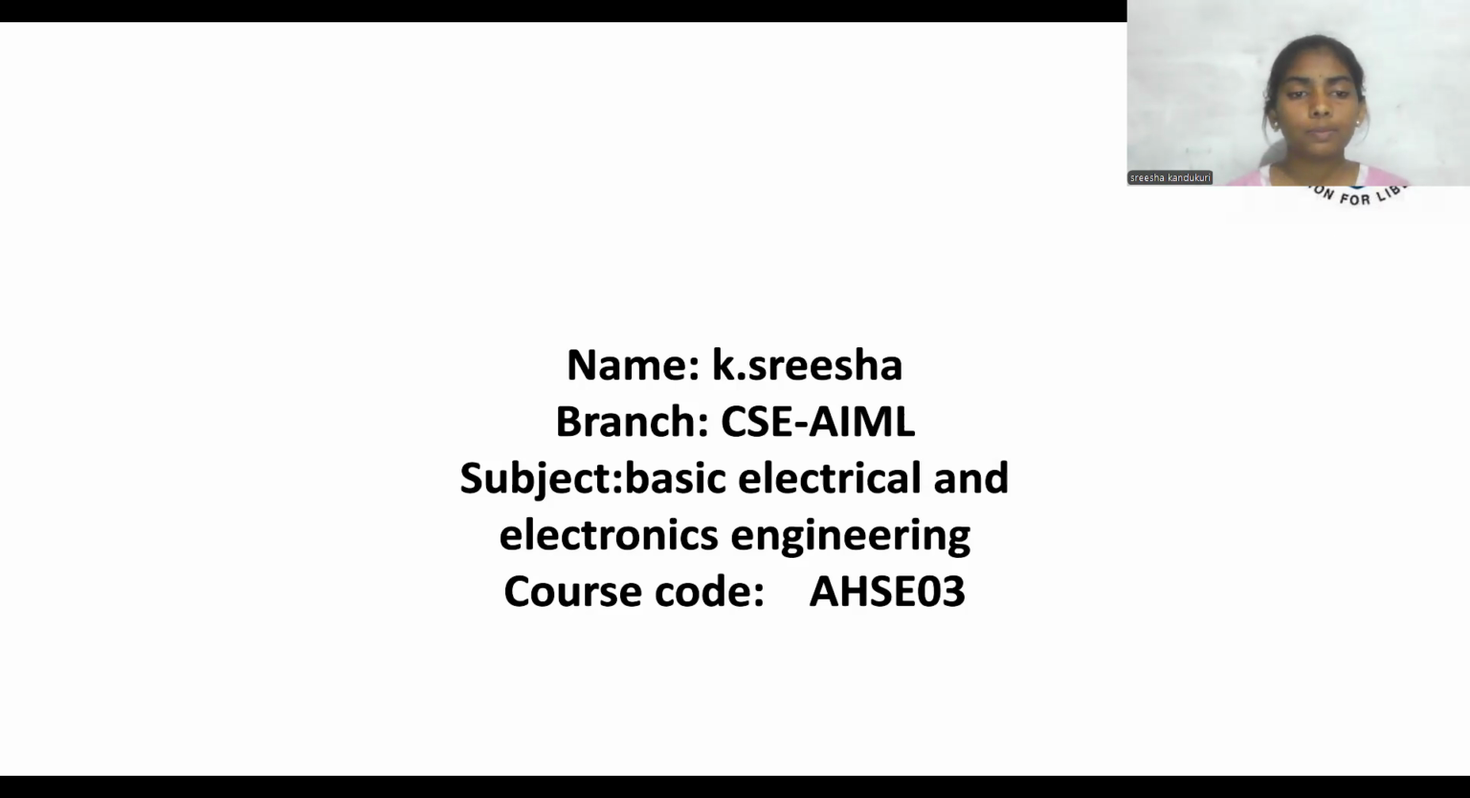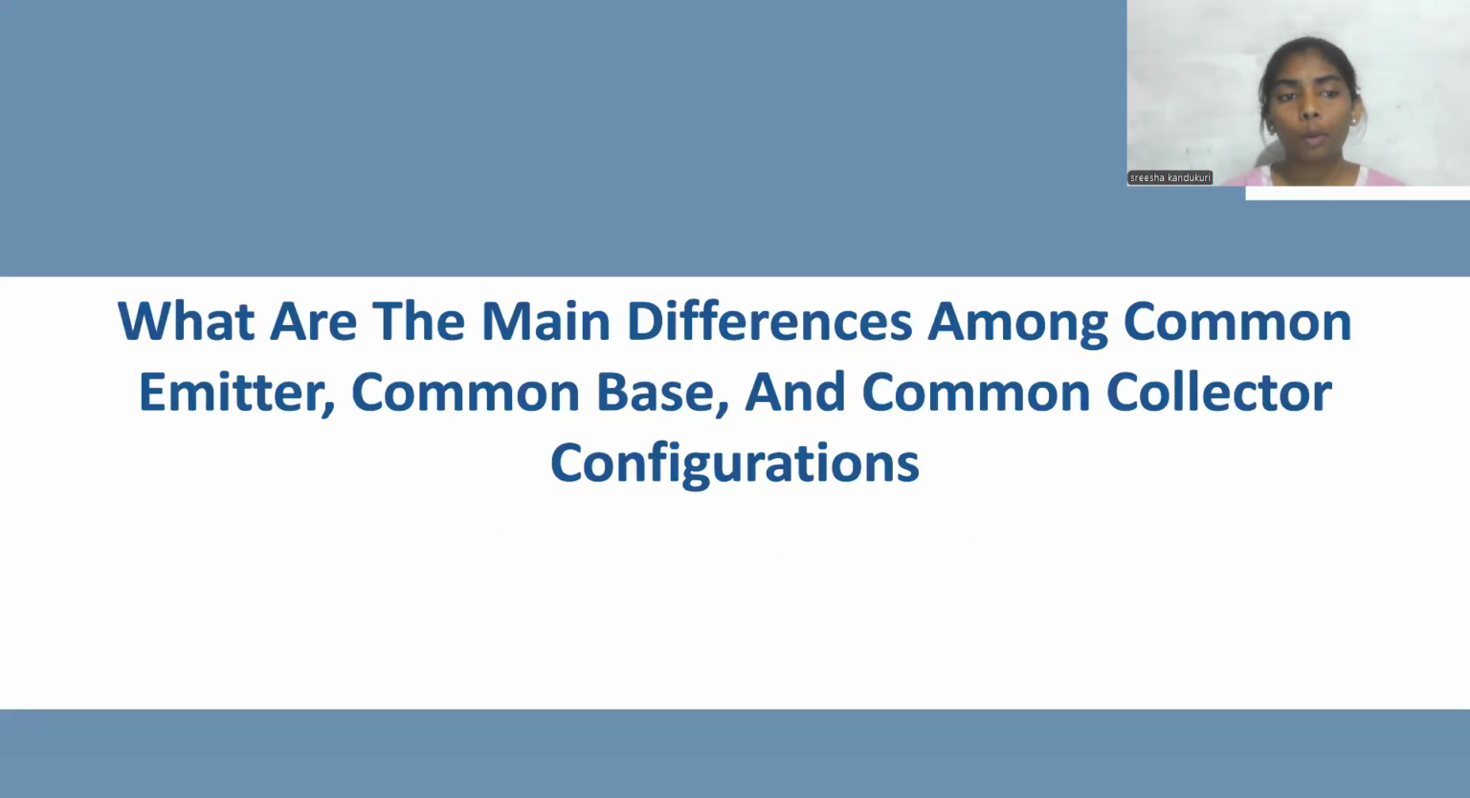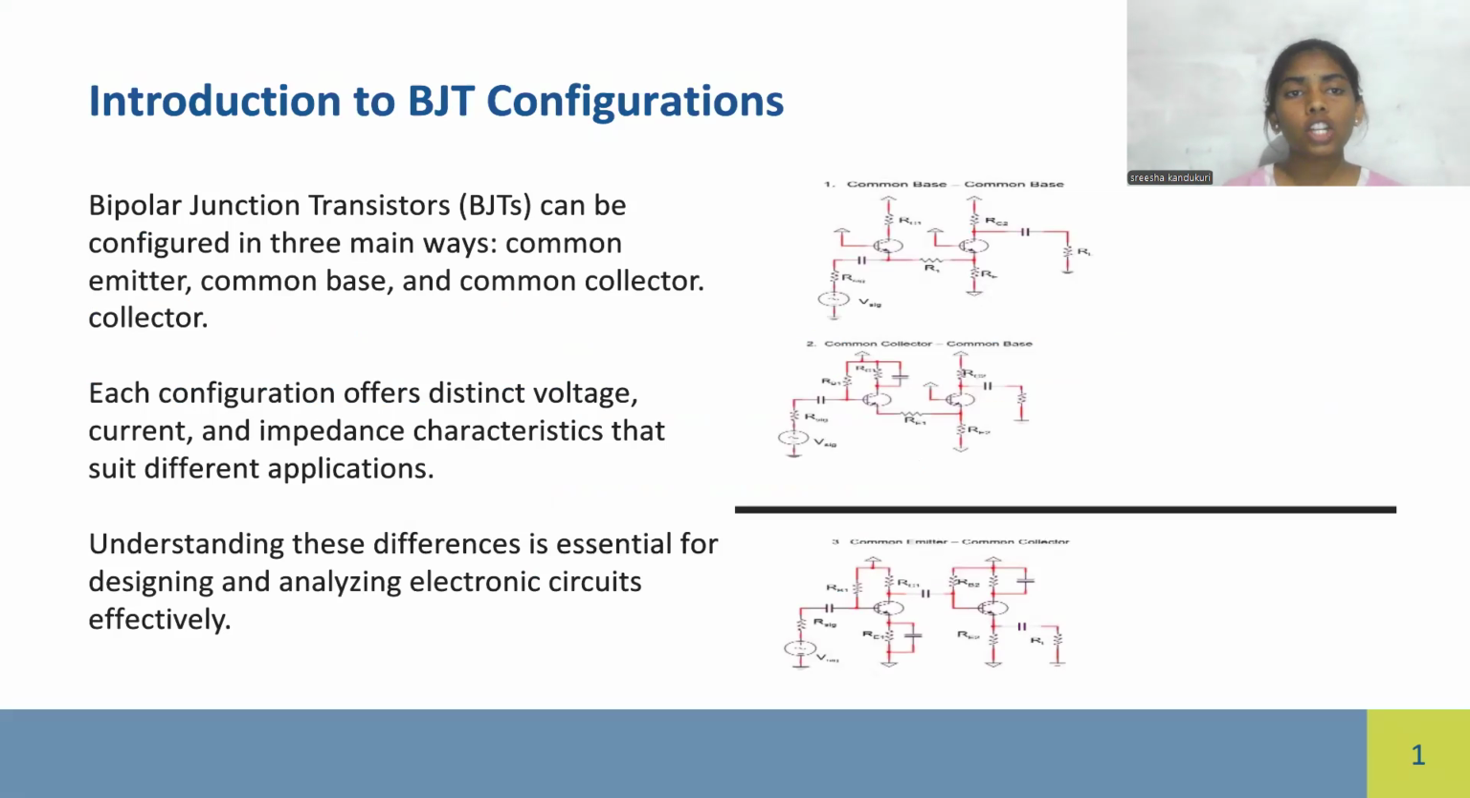Today my topic is: what are the main differences among common emitter, common base and common collector configurations? So, an introduction to BJT, bipolar junction transistor configurations. BJTs can be configured in three main ways: common emitter, common base and common collector. Each configuration offers distinct voltage, current, and impedance characteristics that suit different applications.